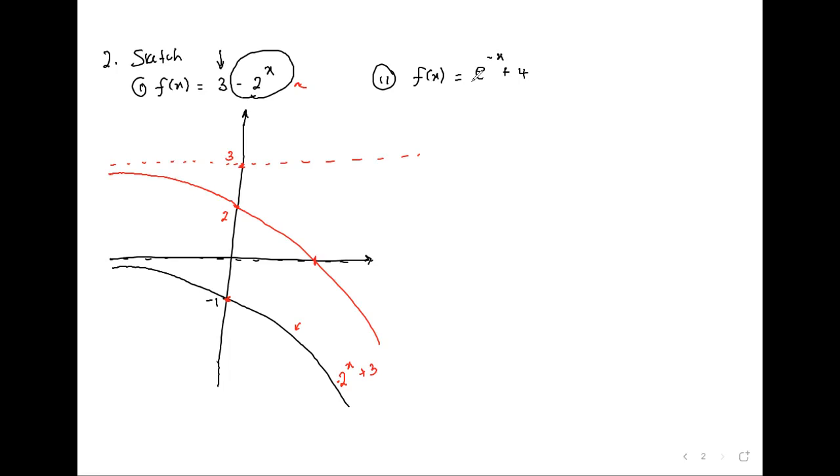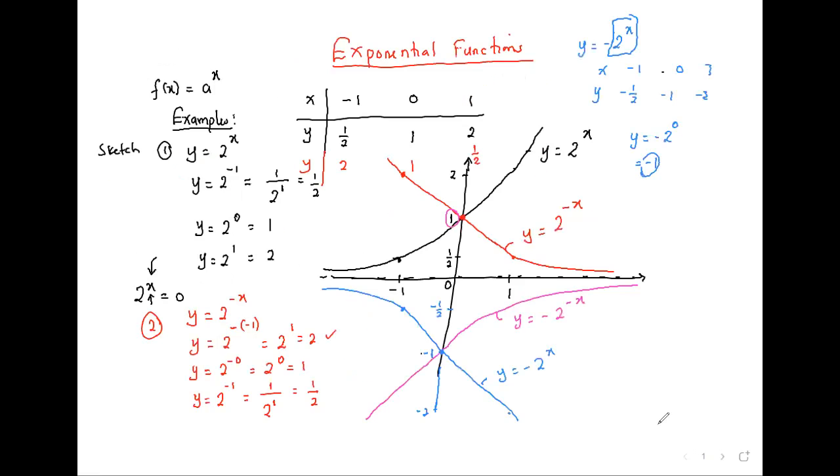The second one. The second one, again, I start with putting the graph. And I want to sketch this one. E to the power minus x. Well, I don't know what E is, but I know it's a constant. So what do I do? I go back and check. When the power is negative, I have E to the power negative x. Okay, so I'll compare it to this one.